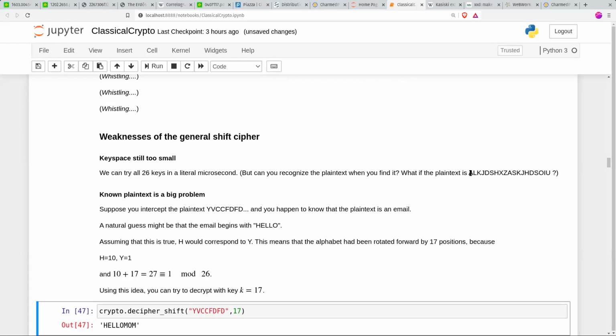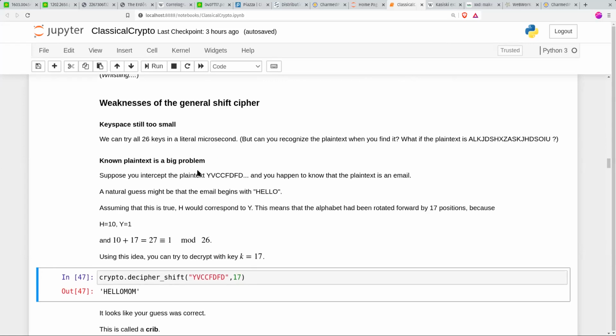So if the message had been compressed such that it had no redundancy, and it just looked like a bunch of letters picked uniformly at random, that would strengthen the cipher and make it harder to recognize the decrypt automatically, or at all, possibly, when you found it through brute force.